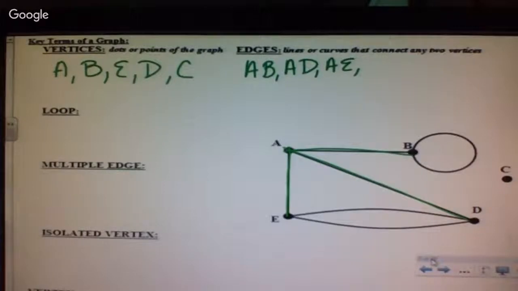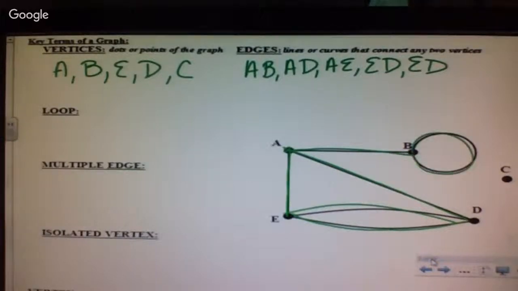Okay. I have 2 lines that connect E to D. So yes, you need to write that twice. So you're showing that there are 2 lines that connect those 2 points. Then I have this edge that comes out of B and loops back around, back to B. So we call that edge BB. You can't just call it B. B is a vertex. You have to call it BB. Questions so far?